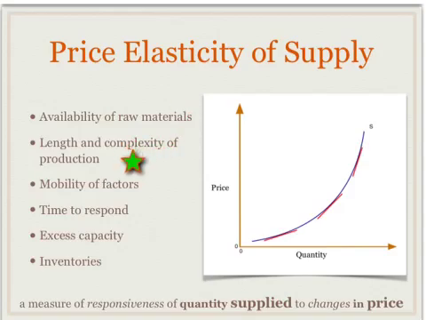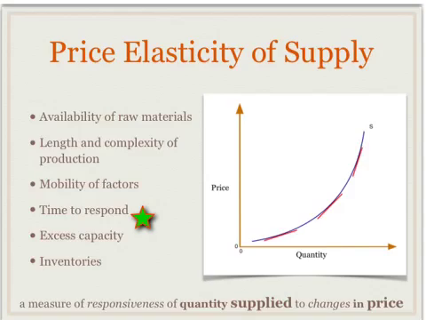The length and complexity of our production process. If we're involved in very long chains of production with very complex processes, that will very likely decrease our ability to be responsive. Thus, we would be more on the inelastic portion of the supply curve. Mobility of factors, that is, if the factors of production that we use are highly mobile, that is, they're able to be switched to different modes of production at very low cost, then that would allow us to be very responsive to changes in price in the marketplace, thus demonstrating a highly elastic behavior.